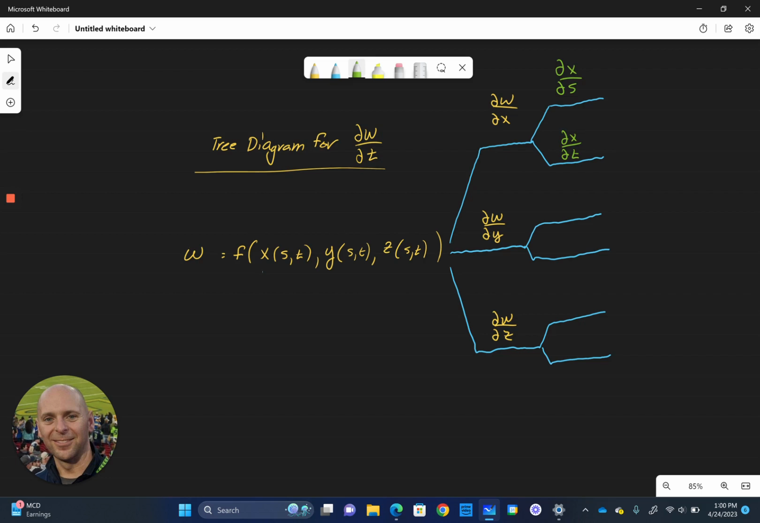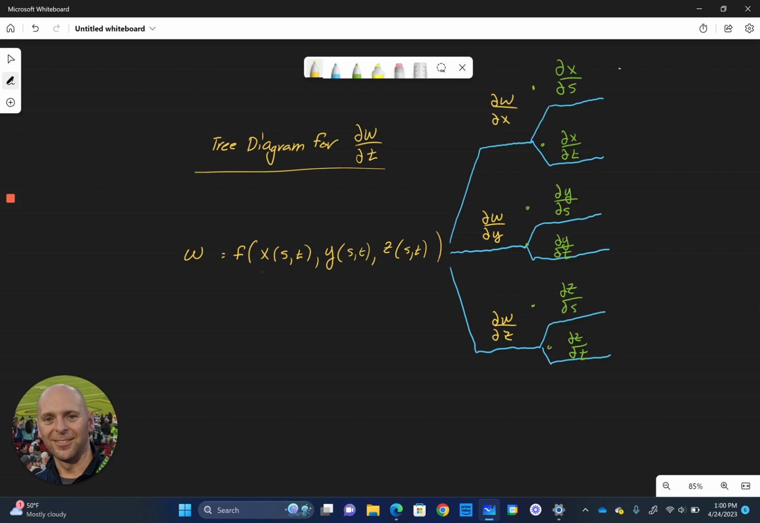And we work our way down the line. So here we took the partial of w with respect to y, I have the partial of y with respect to s, and I have a partial of y with respect to t. And for the last branch, I have the partial of z with respect to s and the partial of z with respect to t. So now we just multiply all of these up to get all the different partials. One branch will represent the overall partial of w with respect to t. The other one will represent the partial with respect to s. So let's lay those out.